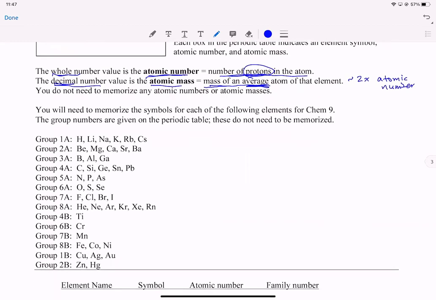So these are the group numbers that are given here, 1A, 2A. And the reason why I gave you the group numbers is so you can basically see how they're organized: each is a family of elements in a single column.